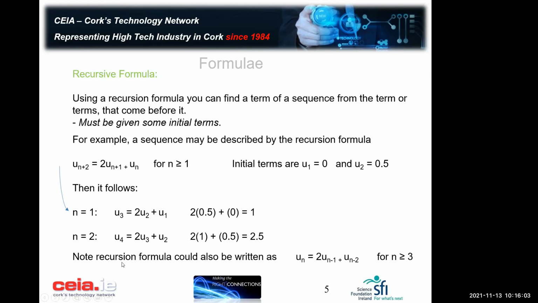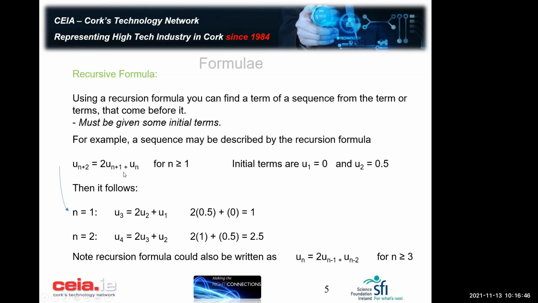To note, the recursion formula could also be written as u of n is equal to twice u of n minus 1 plus u of n minus 2. So what that means is that this formula up here, the u of n plus 2, if I just wanted to rewrite that formula for u of n, well then I've taken 2 off the subscript here, and instead of n plus 2, I have n. So I have to do the very same with the subscripts here. So instead of n plus 1, take 2 away from that, and I have n minus 1. And instead of n here, take 2 away from that, and I have n minus 2.